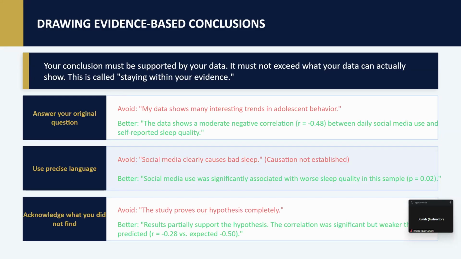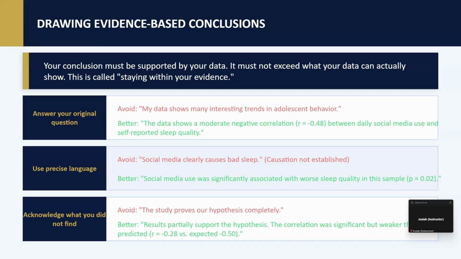First, you should be able to answer your original questions. So you should avoid statements like "my data shows many interesting negative trends in adolescent behavior." Instead, you should phrase it so it includes some numbers, for example, it shows a negative correlation of negative 4.8. Don't worry about the r equals; that's just a statistical thing. But just know you should be able to clearly describe the trend you're seeing in your pattern.